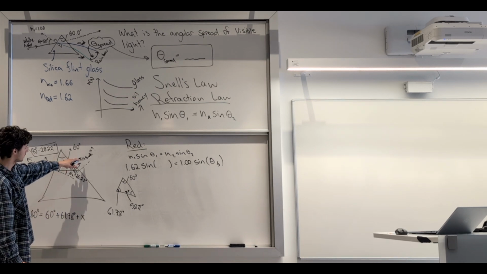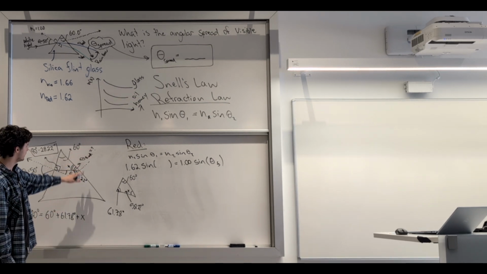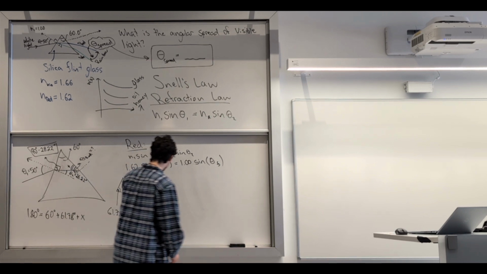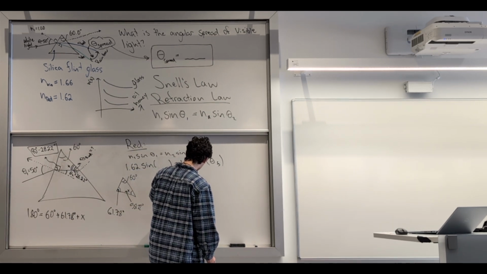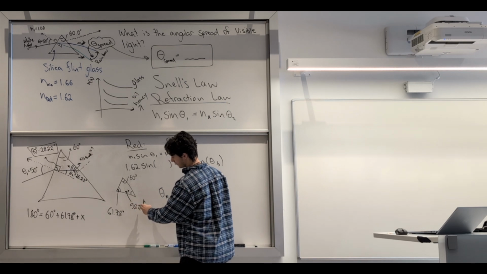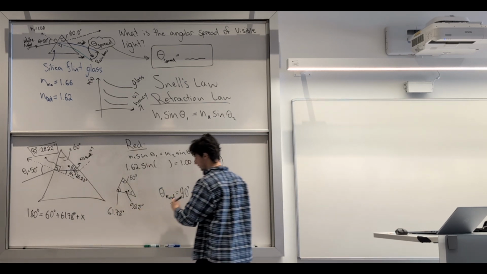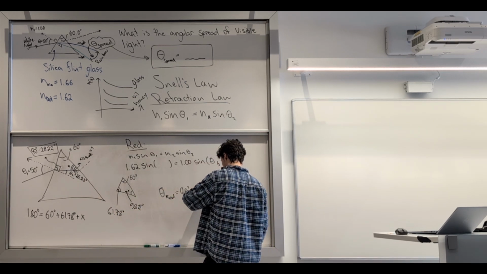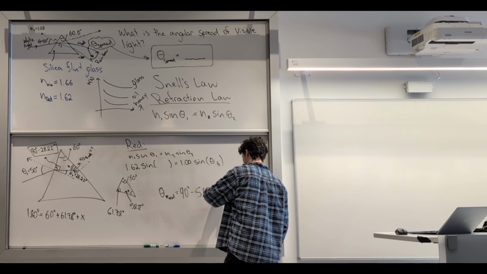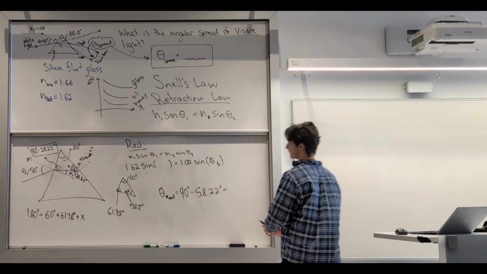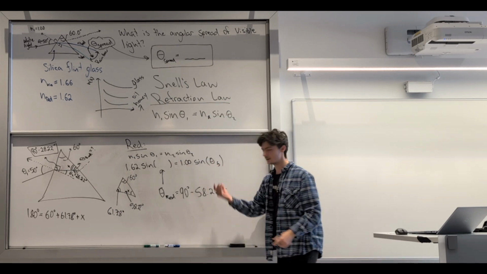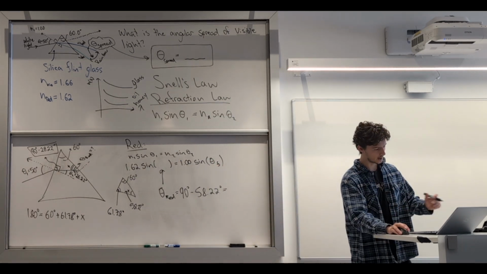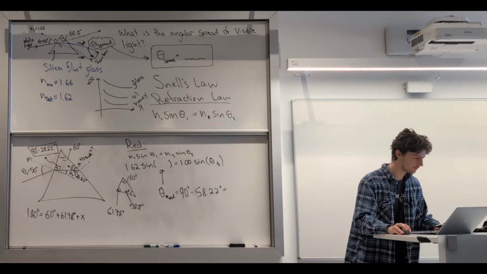So overall, in summary, theta red here can be found by doing theta red equals 90 degrees minus this X, which was 58.22 degrees. Alrighty, and theta red is the thing that we're going to plug into here. And then we will be able to find theta final. So if that was a big leap, I understand. It is kind of a weird way of finding angles.